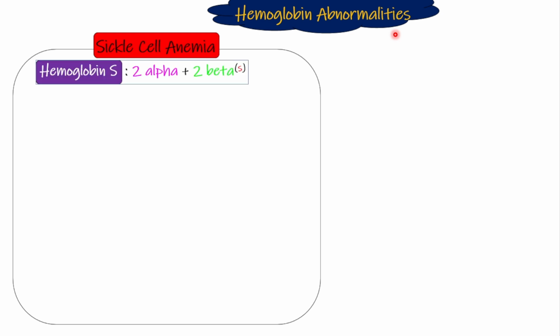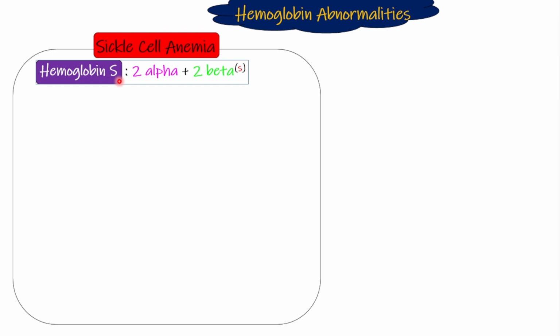So we have two types of hemoglobin abnormalities which we will discuss in this part. One is sickle cell anemia and the other one is thalassemia. So what happens in sickle cell anemia? In sickle cell anemia, there is hemoglobin S. So what is hemoglobin S?